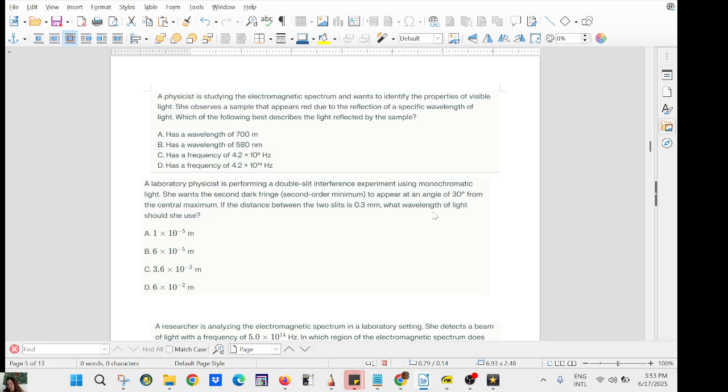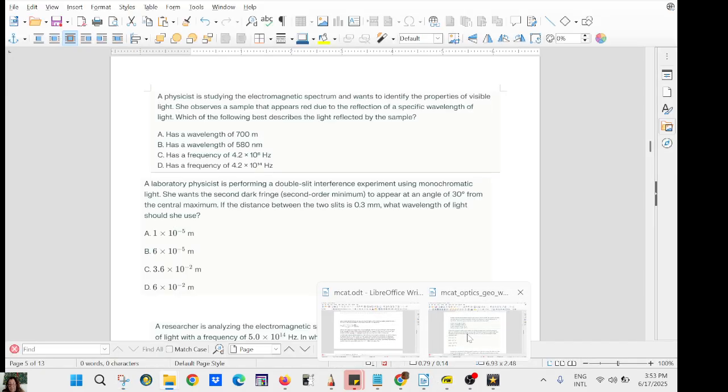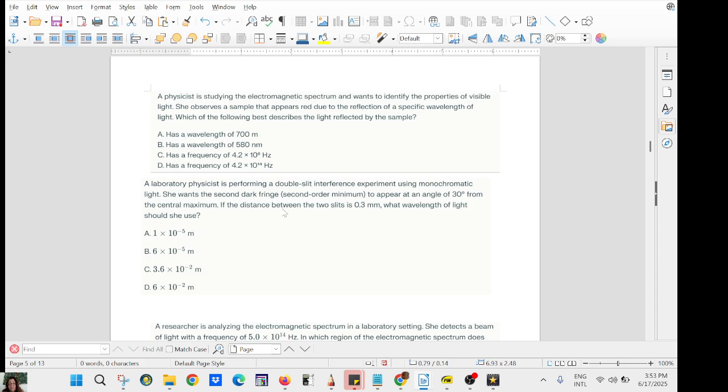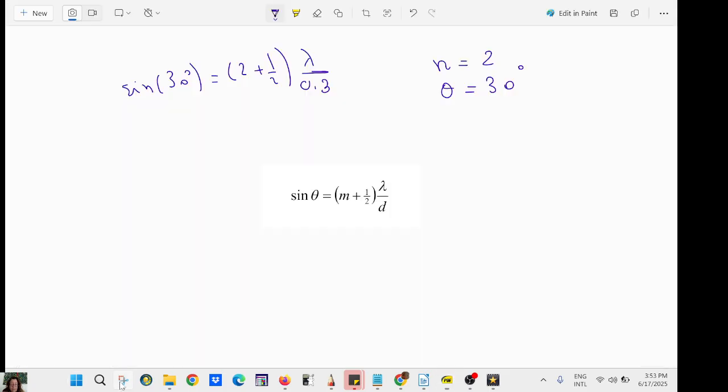is the wavelength. That's what you want, and the width is 0.3 millimeter. So lambda over the width, so 0.3 millimeter. That will be the distance between the two slits. If you go back to here, d is the distance between the two slits. So that distance here, and this is the angle. So you're using this equation here. Okay, so we have that.